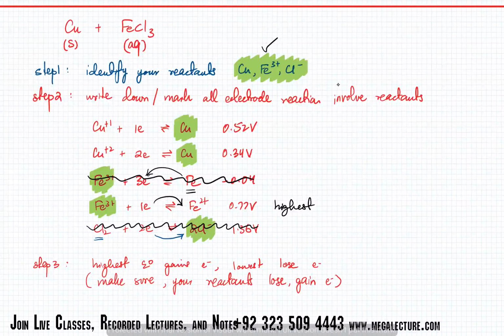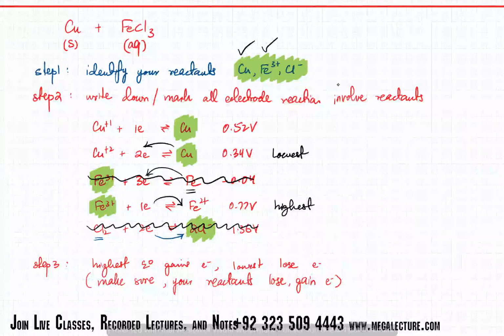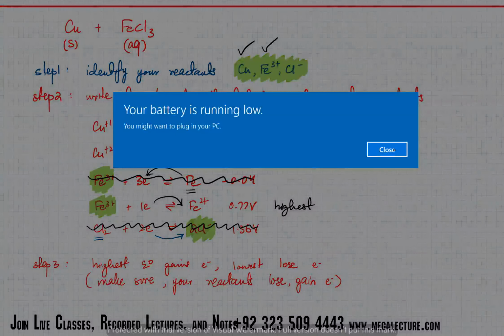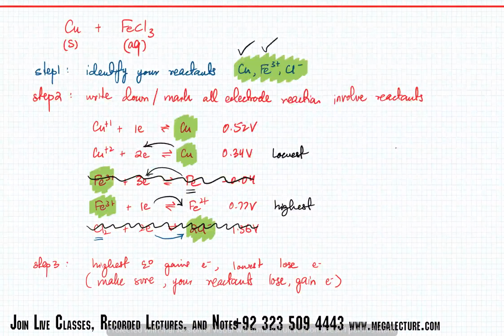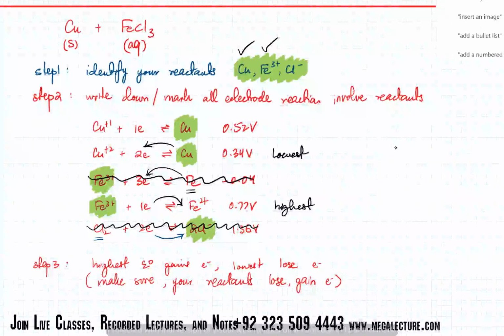So who's the lowest now? The lowest is 0.34. So copper is the one that's going to lose electrons, and I do have copper over here. So I've figured out who gains electrons, and I've figured out who loses electrons.